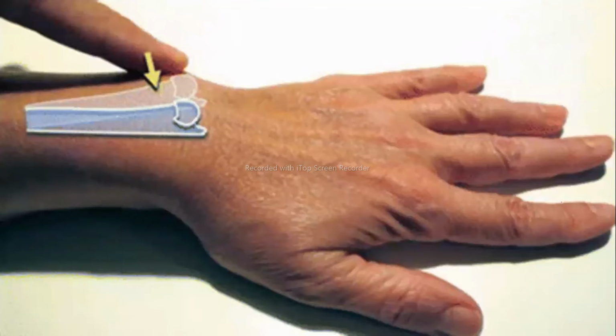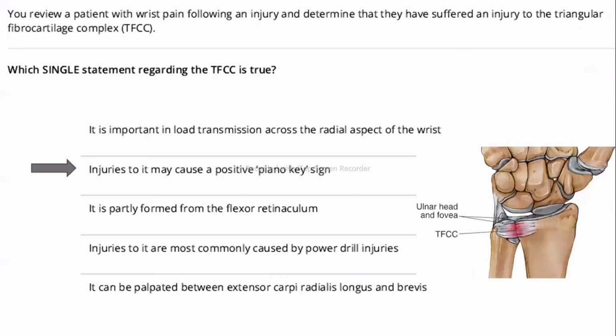So this tubercle, radius or ulna? Ulnar tubercle. If you push this one, it will go down towards the radial side. This is called the piano sign. So the ulnar tubercle will be raised. This is a sign of which problem? Injury of the TFCC, the triangular fibrocartilage complex.